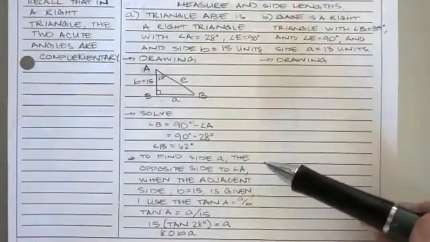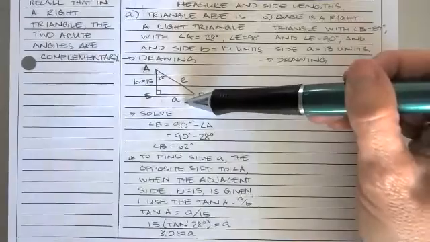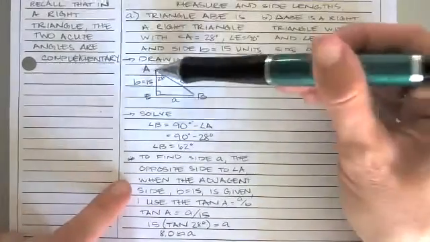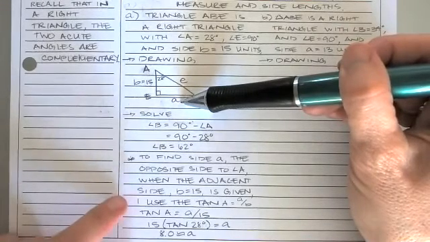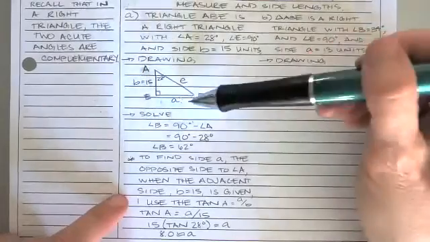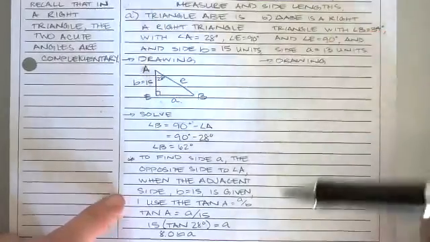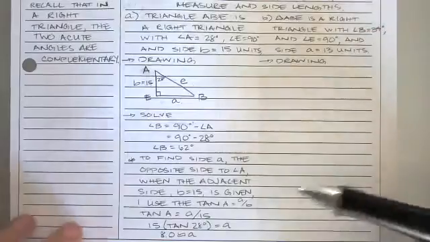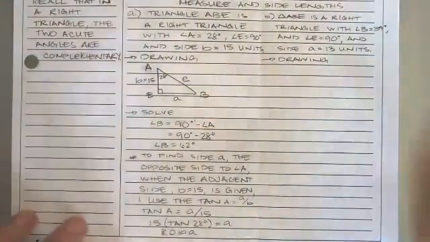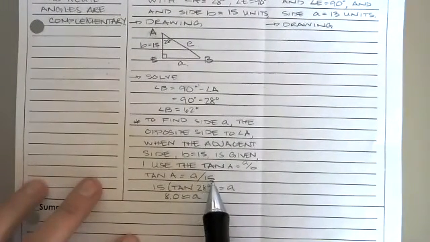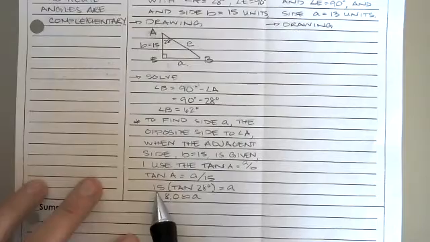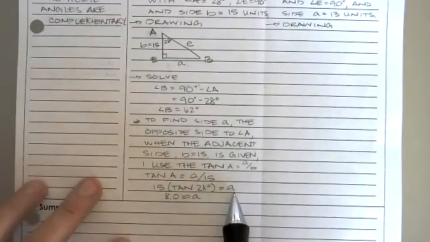Next up, I want to find side A, and it's opposite to angle A. That's making me think about either sine or tangent. I've been given the adjacent side, so the opposite side compared to the adjacent side is the tangent. So I want to say the tangent of A is equal to A over B. Angle A is 28 degrees, B is 15. So I multiply both sides by 15 in order to get A.